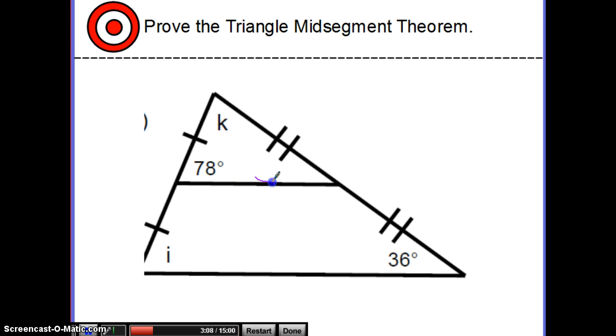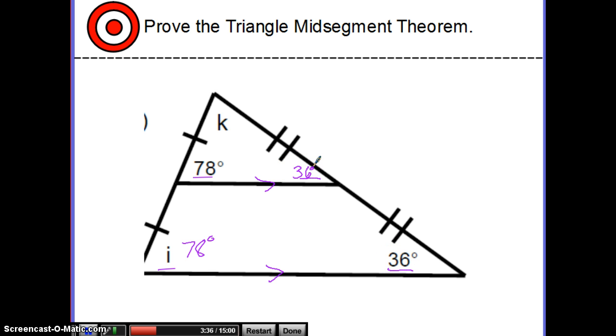Because if this midsegment is parallel to this third side, that would make this angle and this angle, these two right here, corresponding angles. And corresponding angles are congruent. So if this one's 78, that means I is going to be 78. And same thing here, this 36 and this spot right here are also corresponding angles. So if this is a 36, this one's also 36.